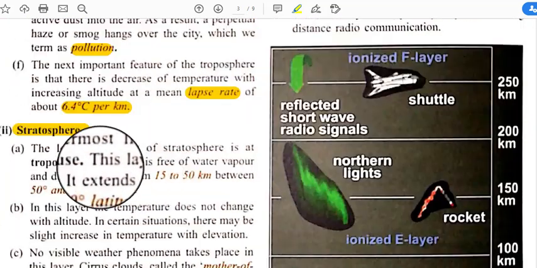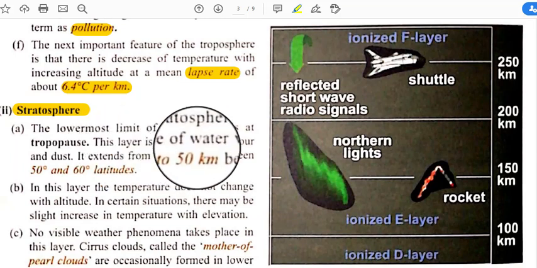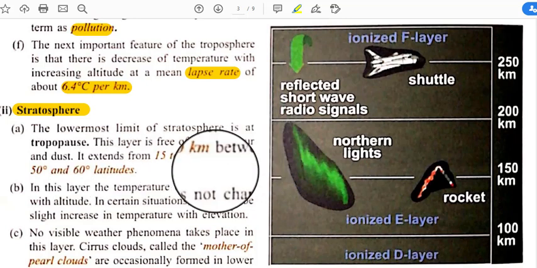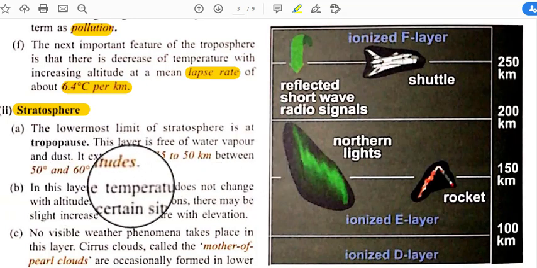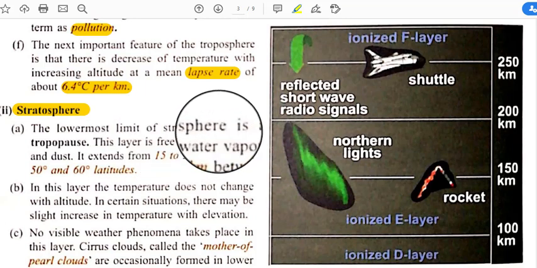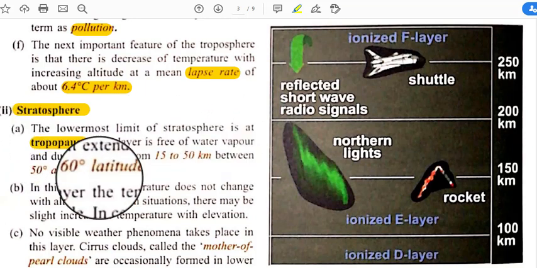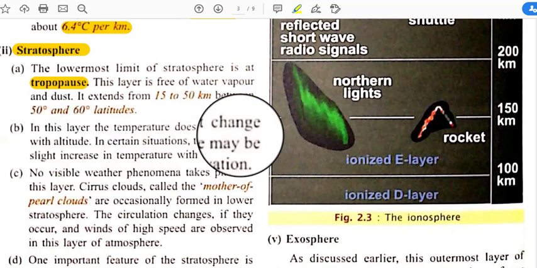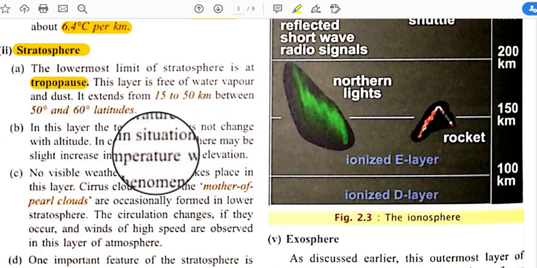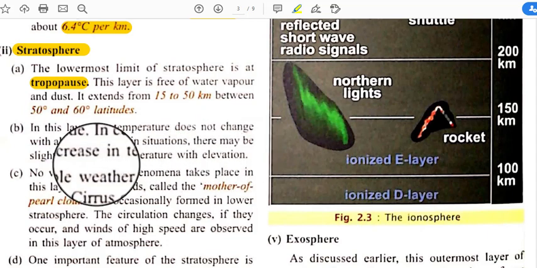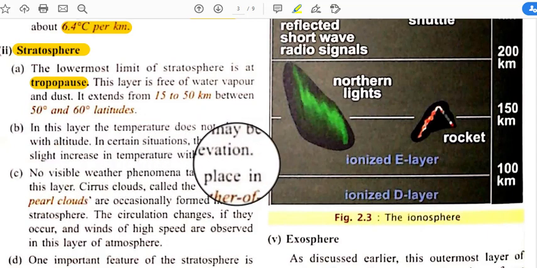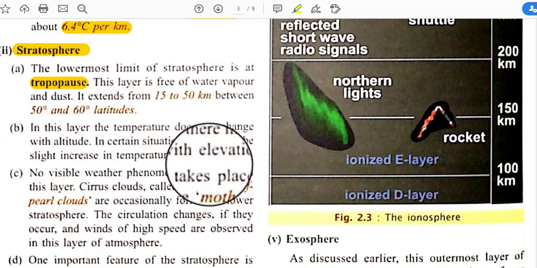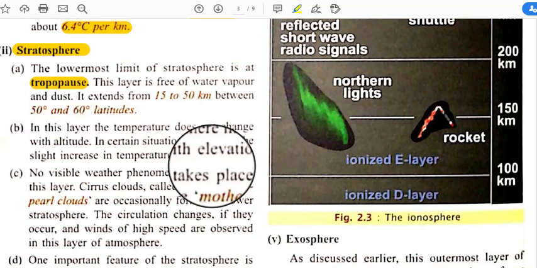This layer is free of water vapor and dust, and it extends from 15 to 50 kilometer between 50 degree and 60 degree latitude. So, the lowermost limit of stratosphere is mentioned as the tropopause. In this layer, the temperature does not change with altitude. In certain situations, there may be a slight increase in temperature with elevation, but no other changes occur in this tropopause.